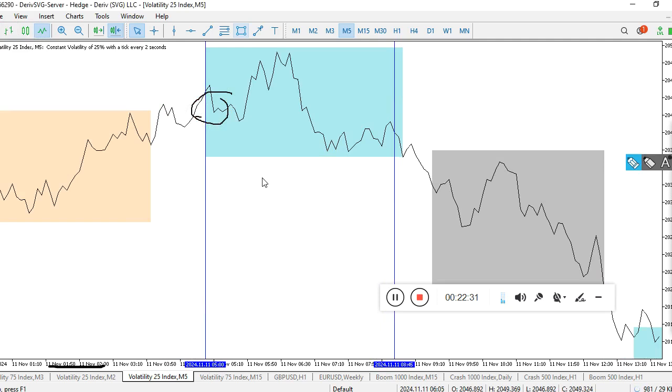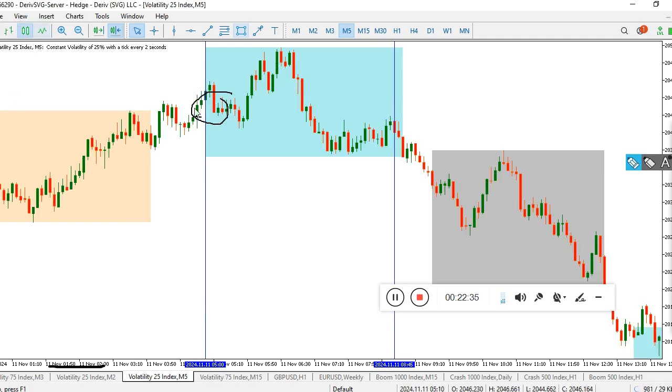It works on any pair. So you have your CRT. Your entry will be after you have the change in market structure.